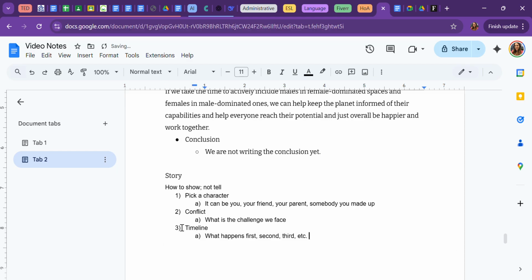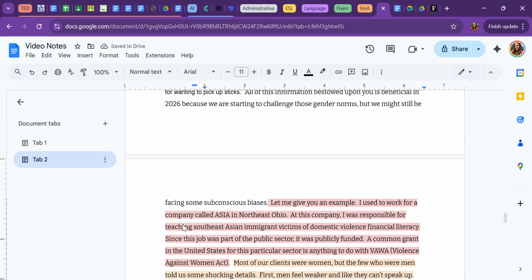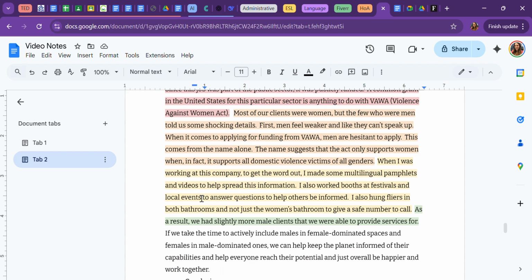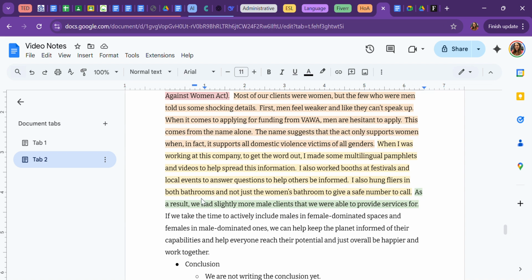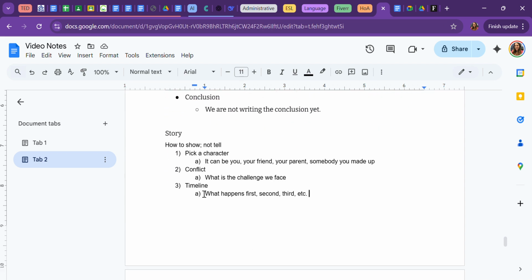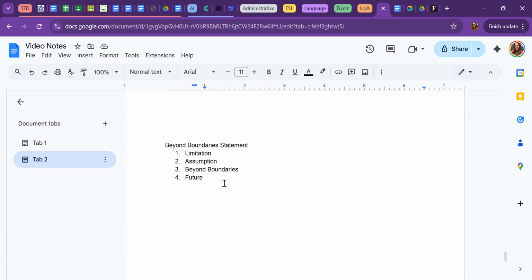I've incorporated my story somewhere. It follows me, the same character, throughout the whole time. It follows the same conflict of gender roles in my household growing up. And it follows a timeline, basically, of me getting older, thinking about what I do now, what I do with my own kids that I don't have. But in this scenario, I do have. Lastly, beyond boundaries statement. Okay.